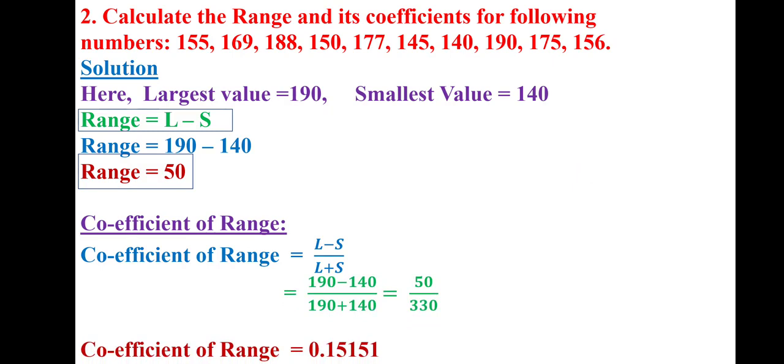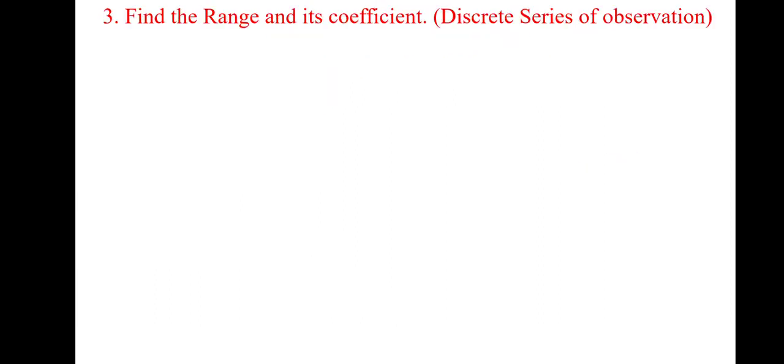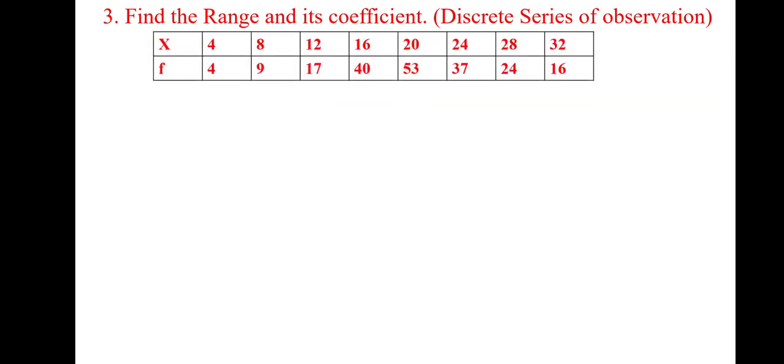So 50 divided by 330 will get 0.15151. This is the way we'll be calculating range and coefficient of range of individual series of observation. Now next, discrete series of observation. Discrete comes in the form of x and f, two rows. In this, one value is fixed and the number of times it is repeated is given.